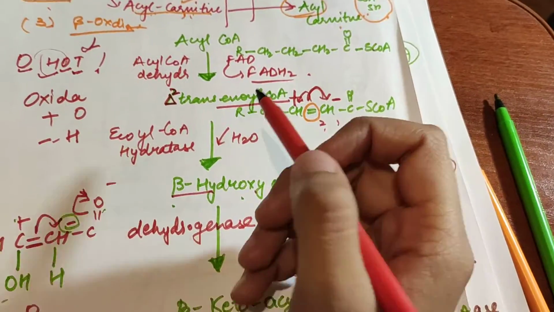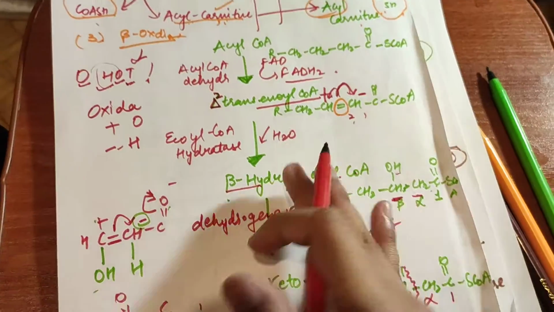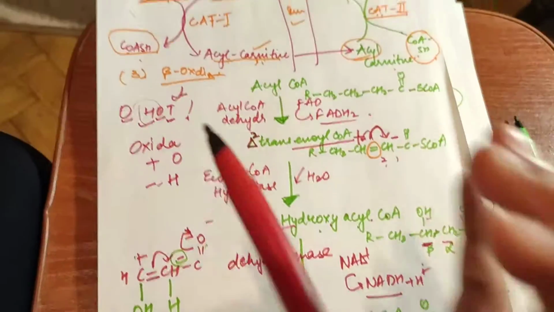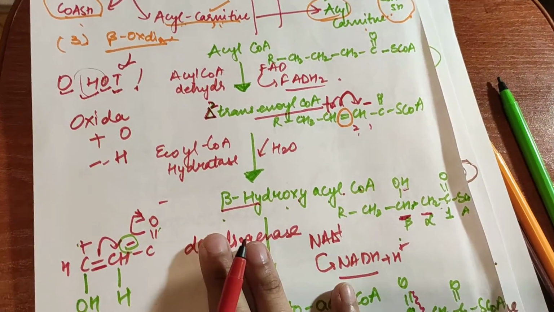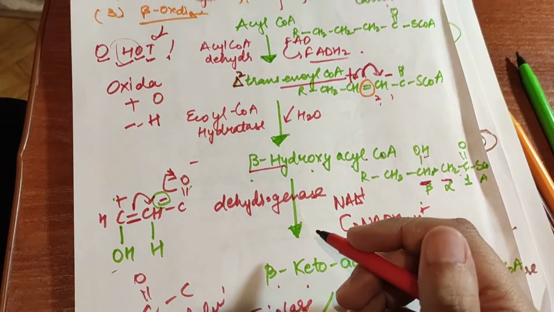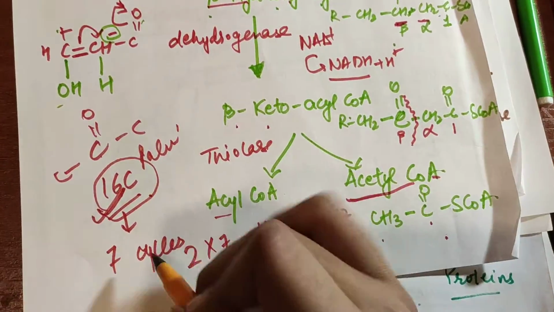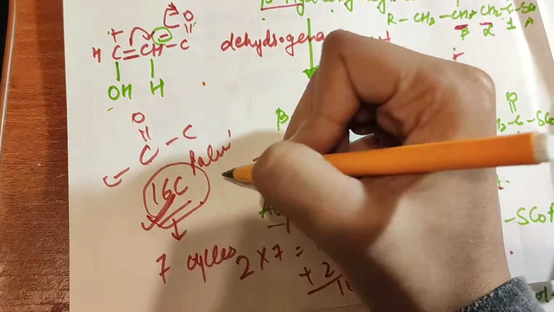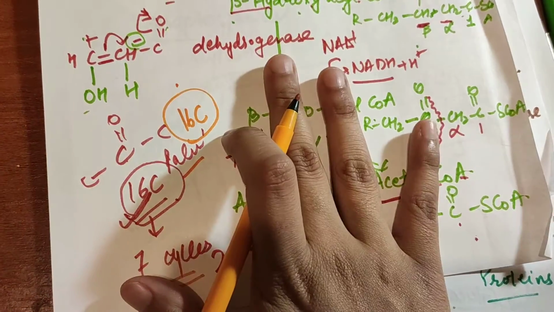So as in the previous video, we discussed beta oxidation. Now we'll discuss the energetics, that is, why we have done this process: to gain energy. Fats are for gaining energy, simply. So we'll see how much energy we have gained from it. If we take the example of palmitic acid, that is 16 carbon, then 7 cycles will be there.